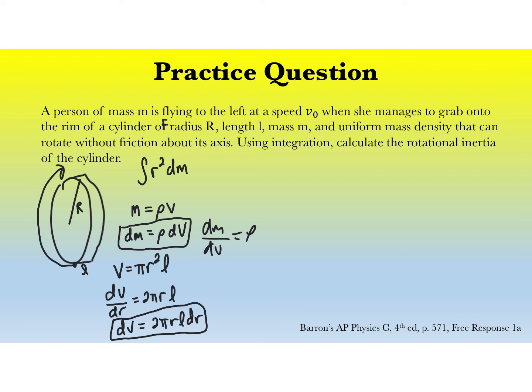And then, since now we have a derivative with respect to volume, the volume of the cylinder is pi r squared L. If we take the derivative of this with respect to r, we get dV/dr equals 2 pi r L. Multiply that dr to the other side, so dV equals 2 pi r L dr. Isn't that wonderful? So now that we know what dV is in terms of all these other variables, we can plug that back in for dm.